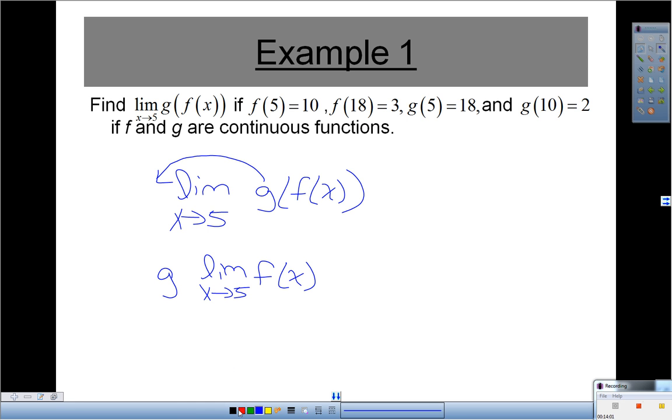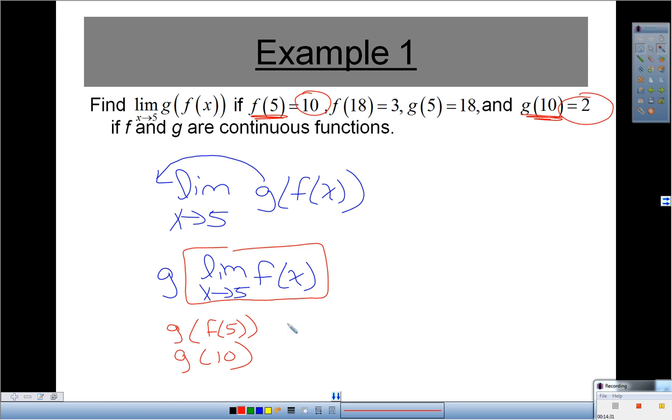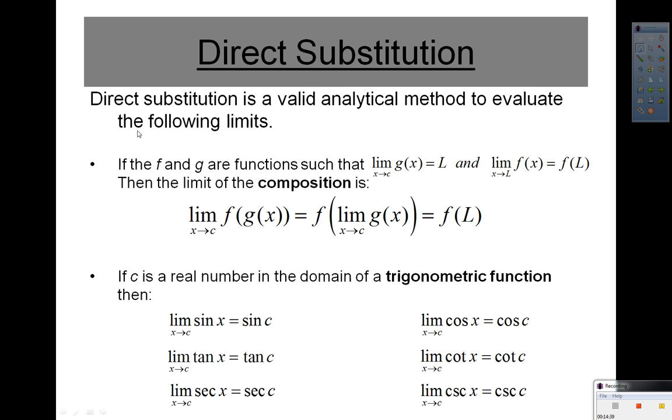Now the reason why I rewrote it like that is because the limit of f of x as x approaches 5 is 10, right there. F of 5 is 10. So that value is going to be 10. So that is g of f of 5, so that would be g of 10. And then g of 10 is 2. And so 2 would be my final answer. Alright, let's take a look at another example.